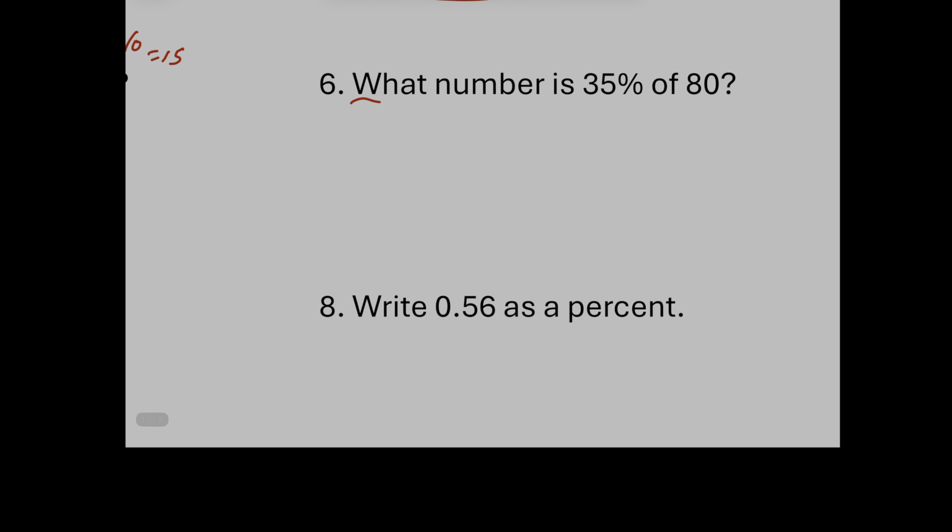What number? That means X. Is means equal. 35% means 0.35. Of means times. 80 means 80. So let's just do the math and we go 80 times 0.35 equals, and I got myself a 28. 0.35 times 80, that looks right.